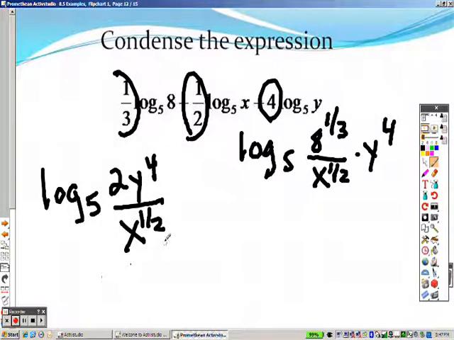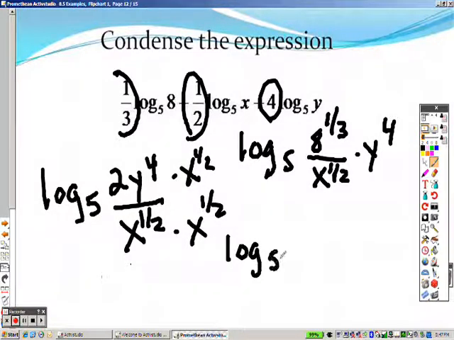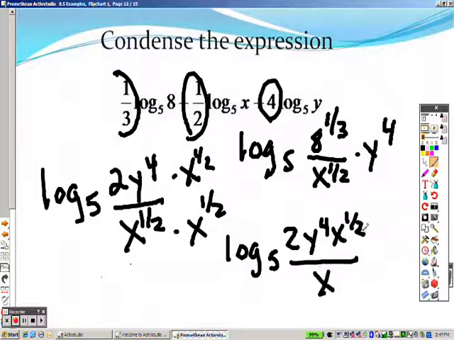We can't have a 1/2 because we can't have a fraction like that in the denominator, so I have to multiply by x to the 1/2 on both the top and the bottom. So I actually end up getting log base 5 of 2y to the 4th x to the 1/2 over x as your answer, and you could rewrite that if you wanted to as the square root of x.